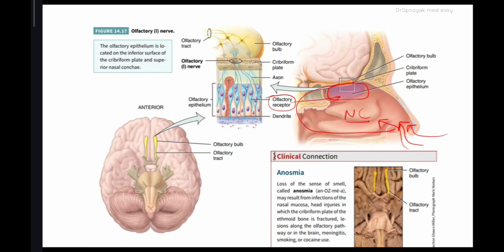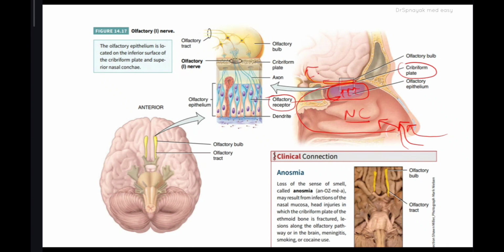These olfactory receptors will receive the smell, and from there the olfactory nerves will take this information to the olfactory bulb. This is the olfactory bulb, and in between this epithelial tissue and the olfactory bulb there is a bone called the cribriform plate. Actually it is part of the ethmoid bone. And from this olfactory bulb it travels to the brain directly. It is entering the brain.